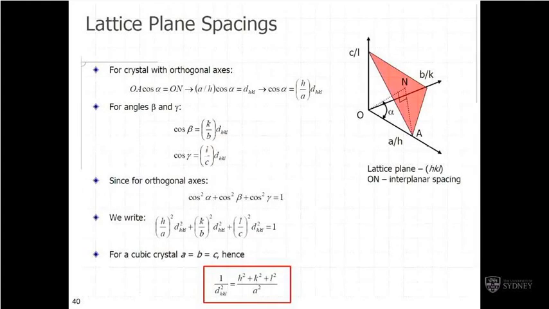Okay, this is another thing that is important, the spacing of the planes. How do you work out the spacing of the planes? Here's a little section of a plane up here. O to N is the interplanar spacing. So here's O, here's N. So if you can imagine, there's obviously another plane here that cuts through O.